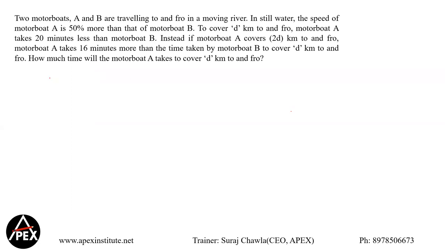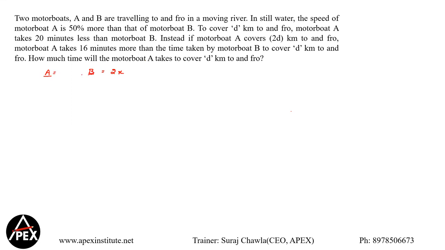So it says two motorboats A and B are traveling to and fro in a moving river. So the minute I read this question, I know this question is coming from the topic called boats and streams. Okay. So in still water, the speed of the motorboat A is 50% more than the speed of motorboat B. Now 50% more, 50% is 1 by 2. Clear? So since I do not want fractions here, I would assume the speed of B as 2x, let's say kilometers an hour.